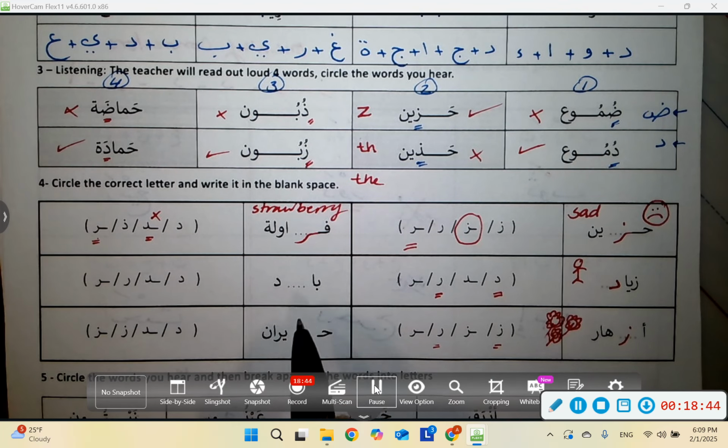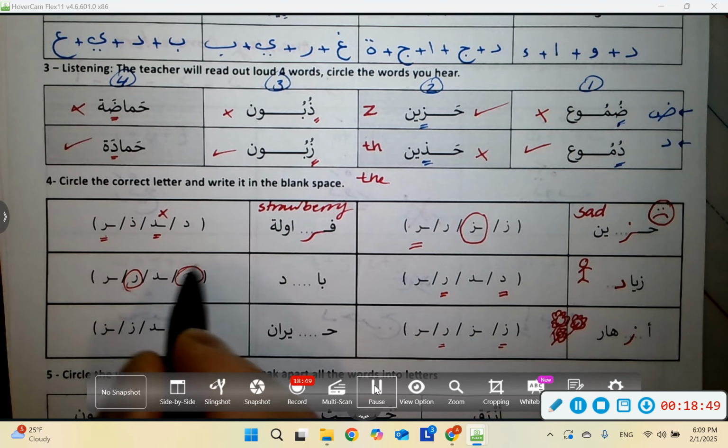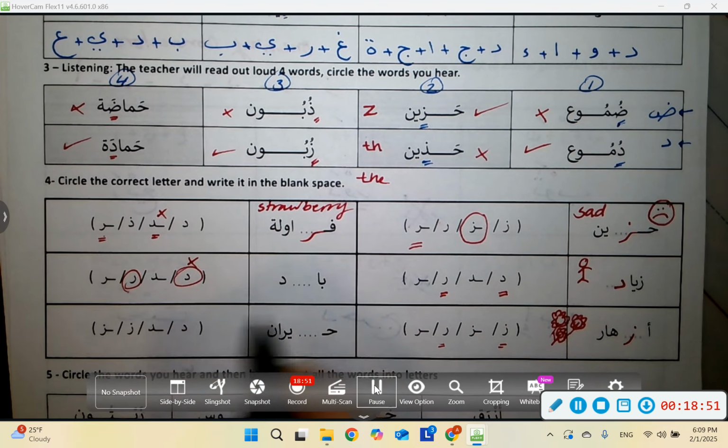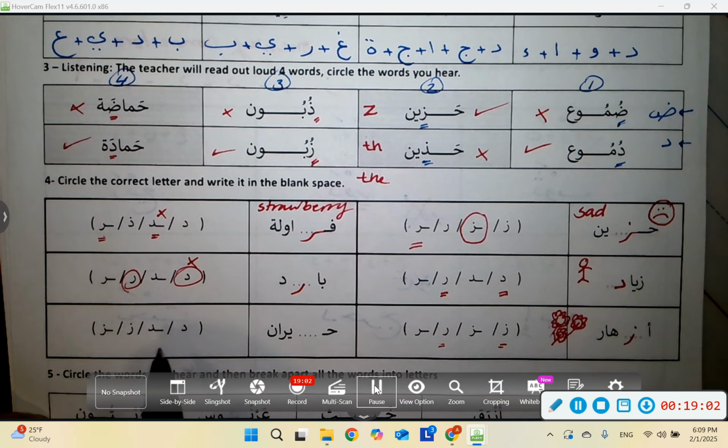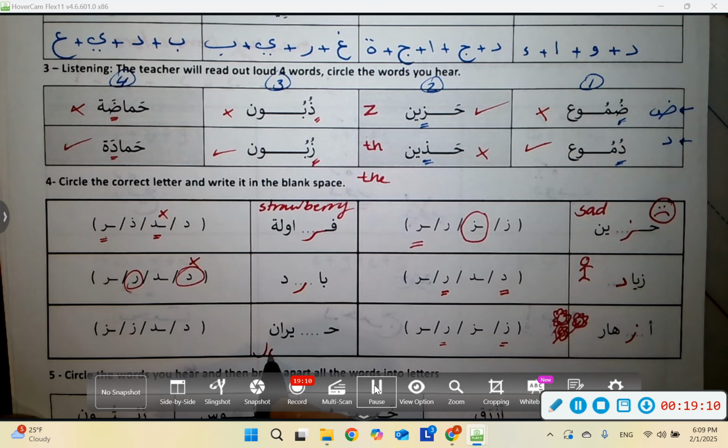Next, barid. So we have two candidates here, dal and ra. It's not the dal, it's the ra. Barid. The last one is Huzayran, which is the month of June. Month number 6.